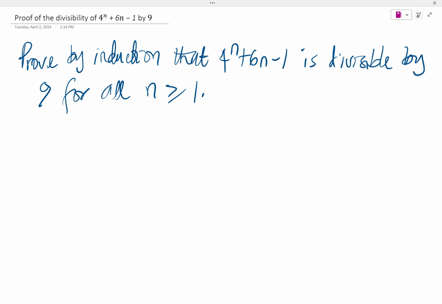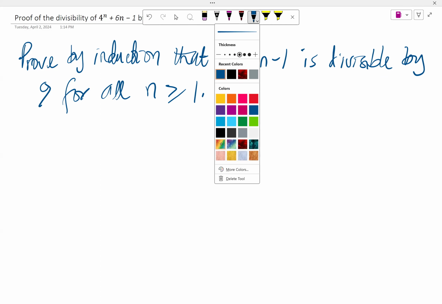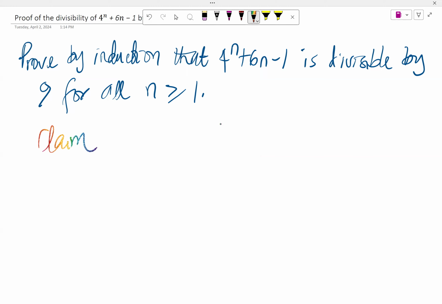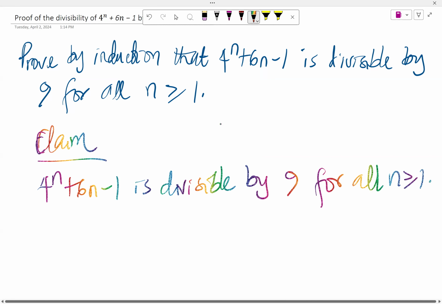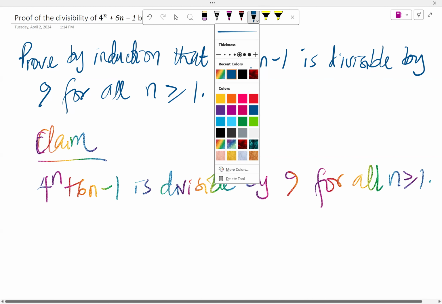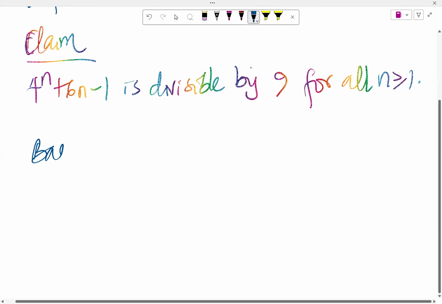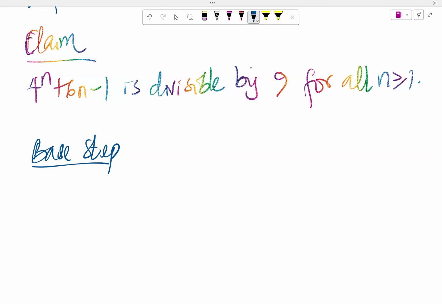So again, we go in our usual fashion. We have a claim, and the claim is that 4 raised to power n plus 6n minus 1 is divisible by 9 for all n greater than or equal to 1. That is the claim. And then we go ahead to the base step, that is using the smallest value of n. So we say that at n equals 1, which is the least value you can use.